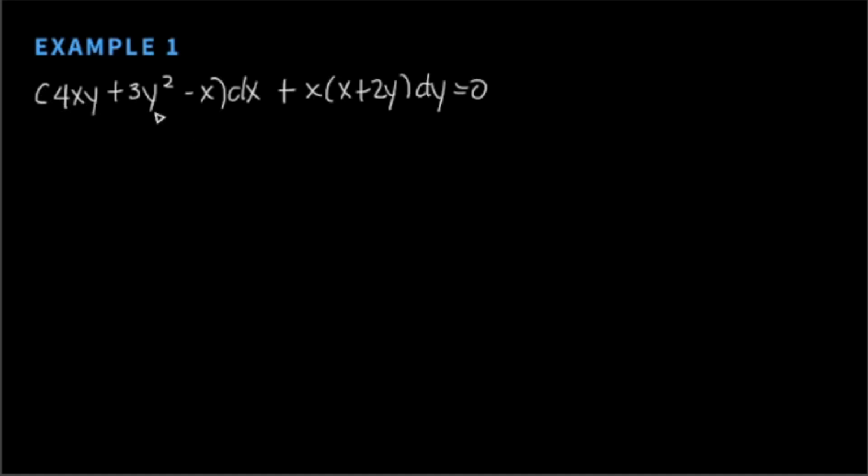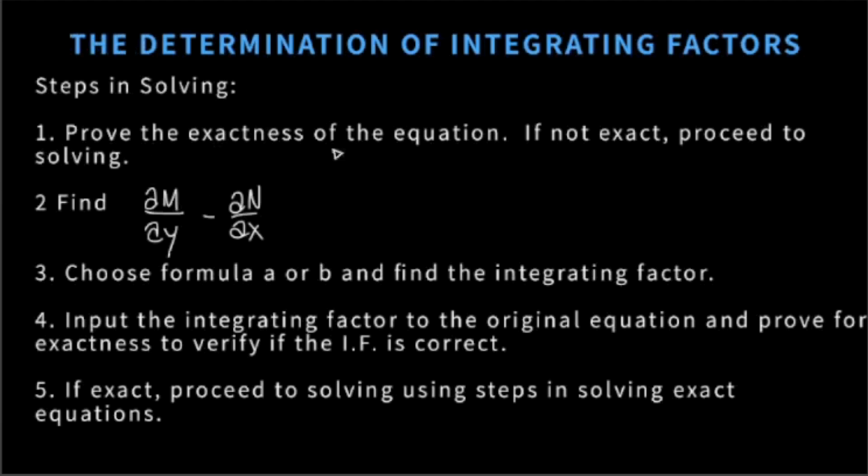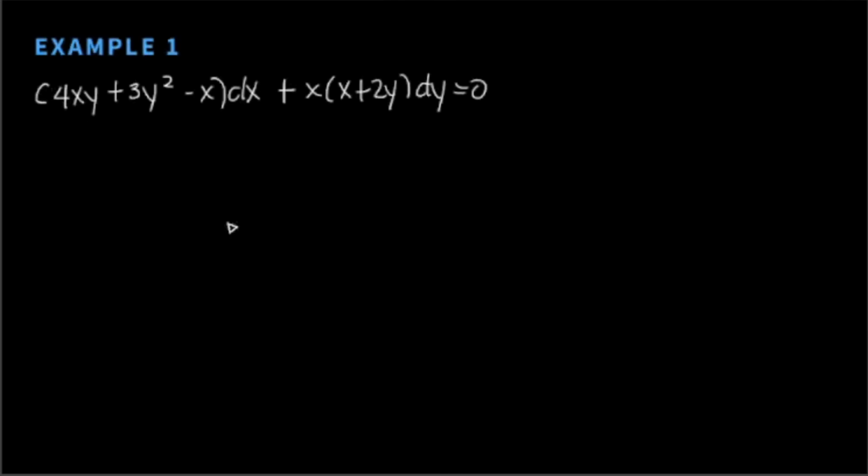The quantity 4xy plus 3y squared minus x dx plus x times the quantity x plus 2y dy is equal to 0. So, first natin gawin dito is, according to this, is prove natin yung exactness ng equations. Kung hindi exact, is proceed tayo sa solving or sa next steps. So una natin gawin is hanapin na muna natin yung exactness.